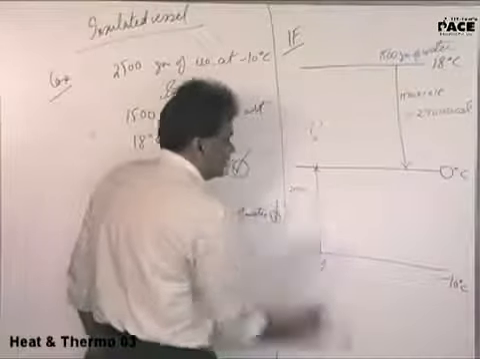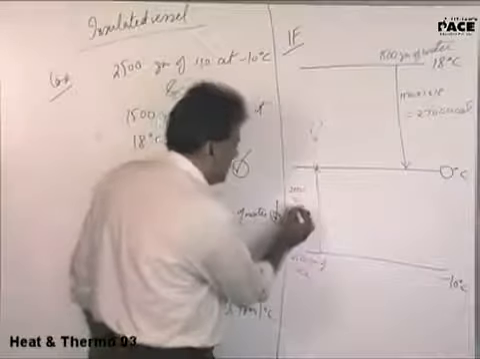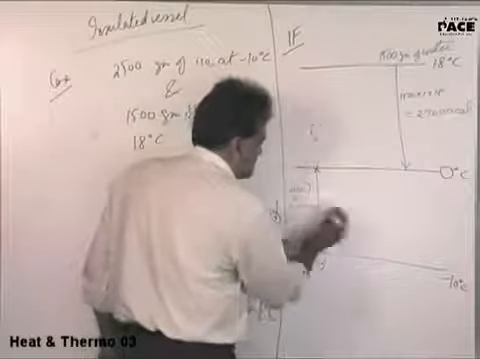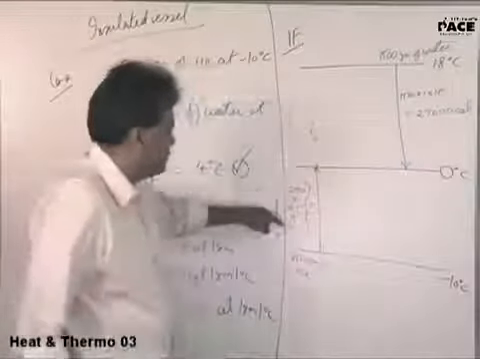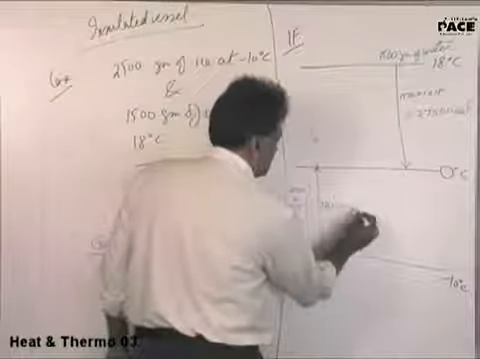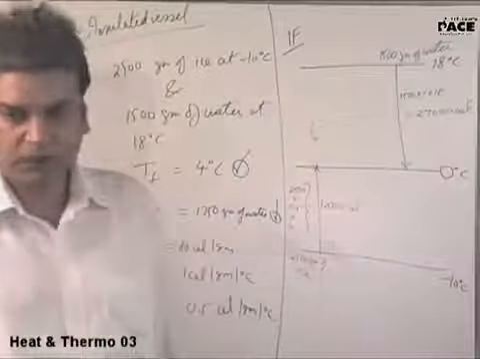2500 into what? 0.5 into 10. That's right. Is equal to how much? 2500 into 5 is 12,500 calories.